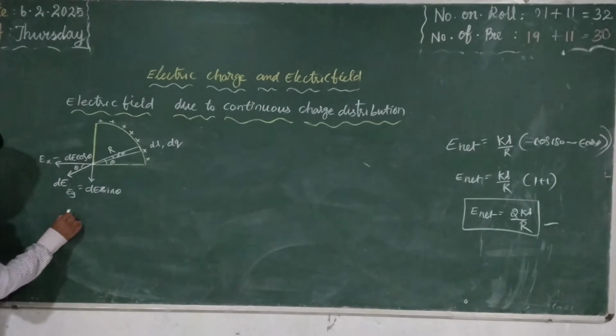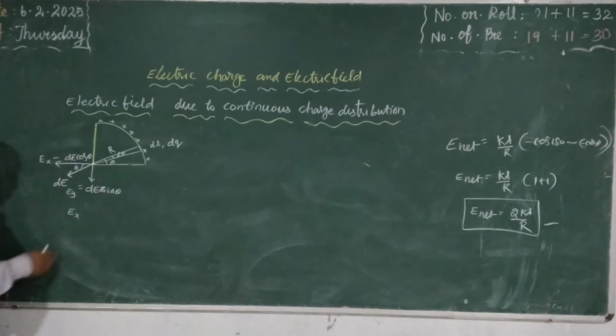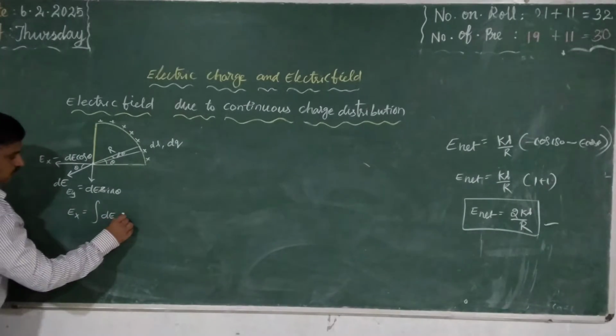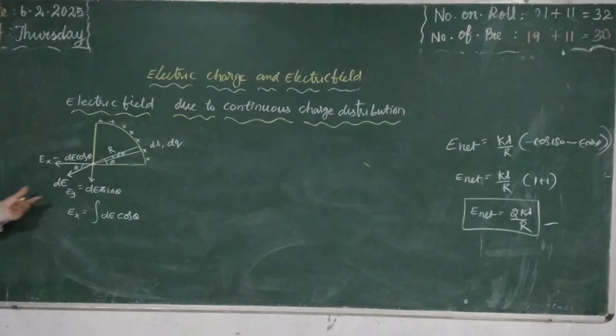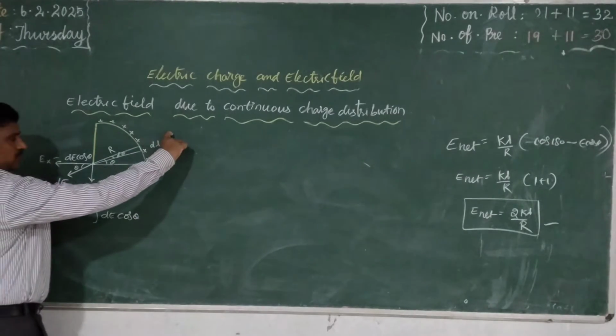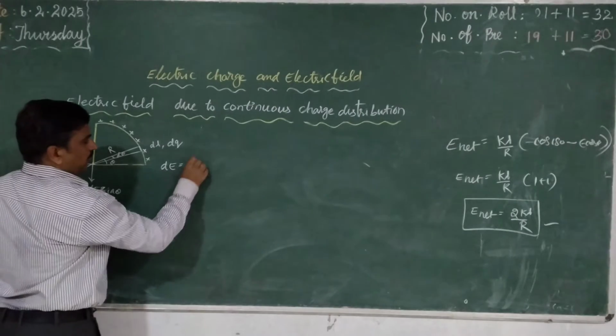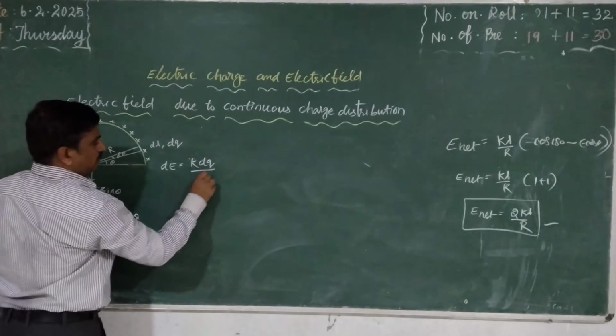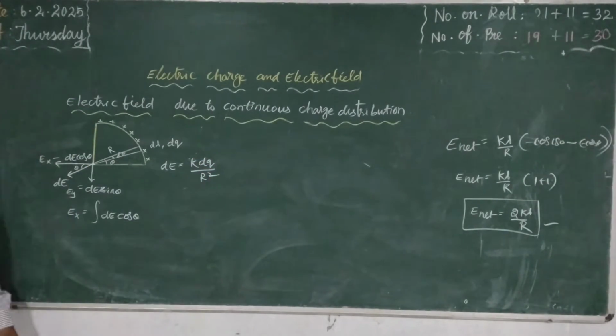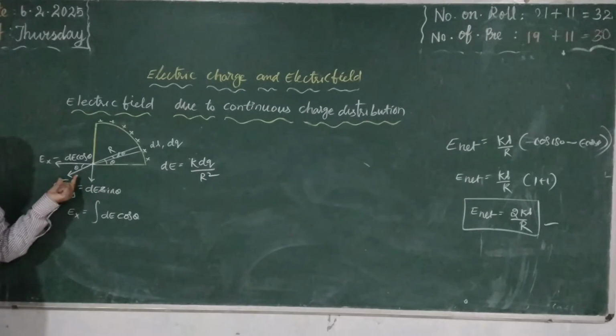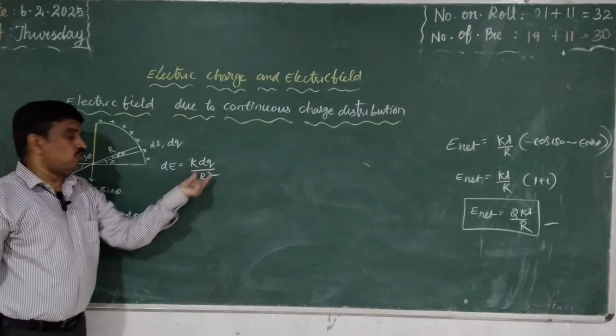So Ex means we add all the dEx, integral dE cos theta. dE means the electric field due to this small charge dq. What is the electric field? dE equal to k dq by r square. So the electric field due to dq charge is dE, that is k dq by r square.